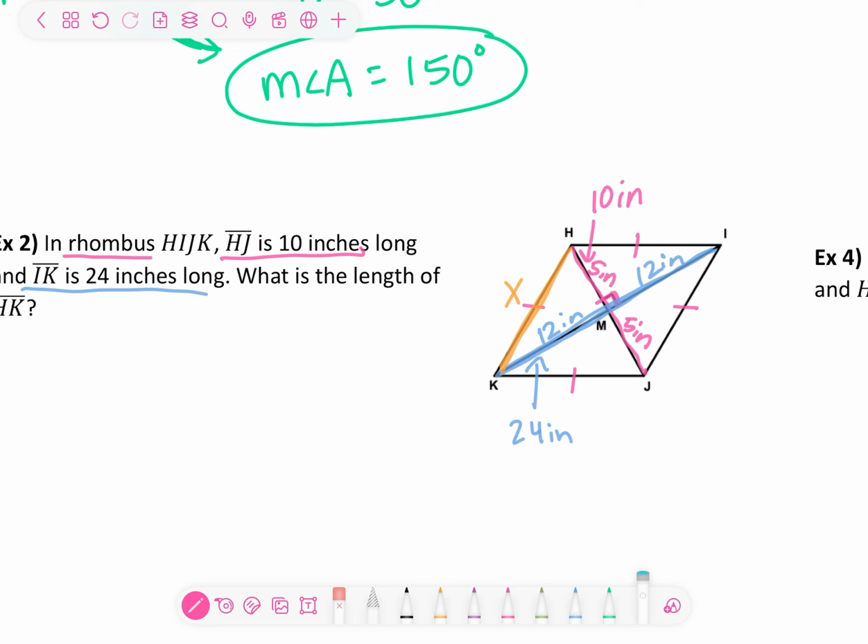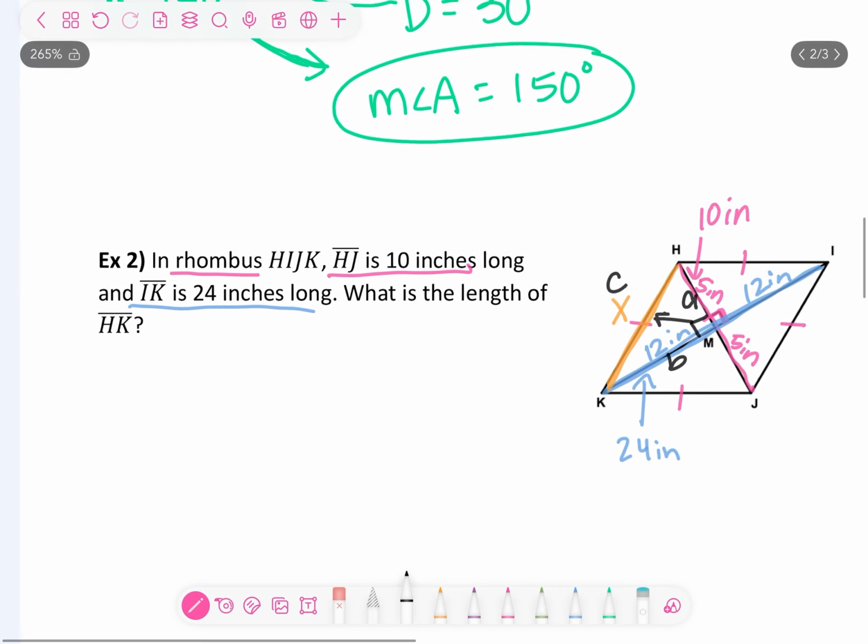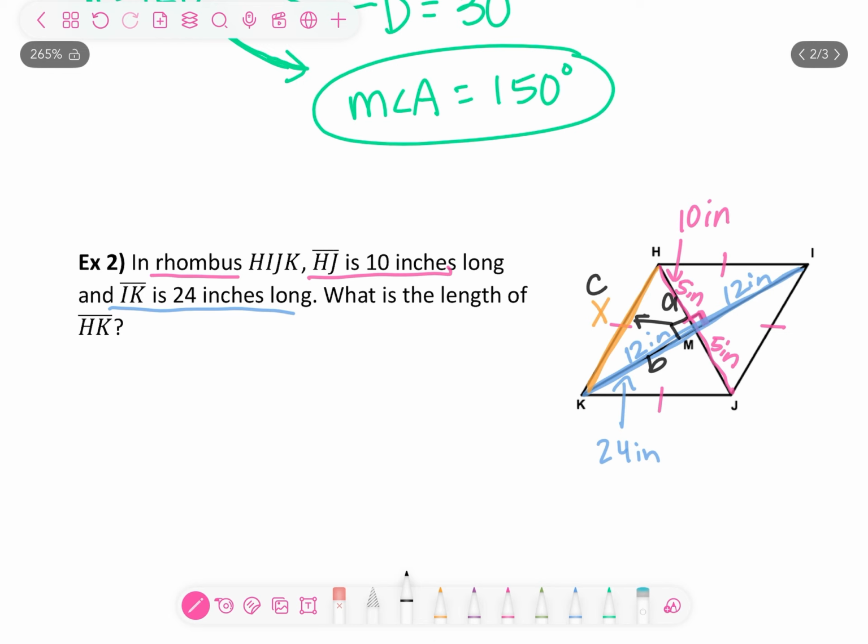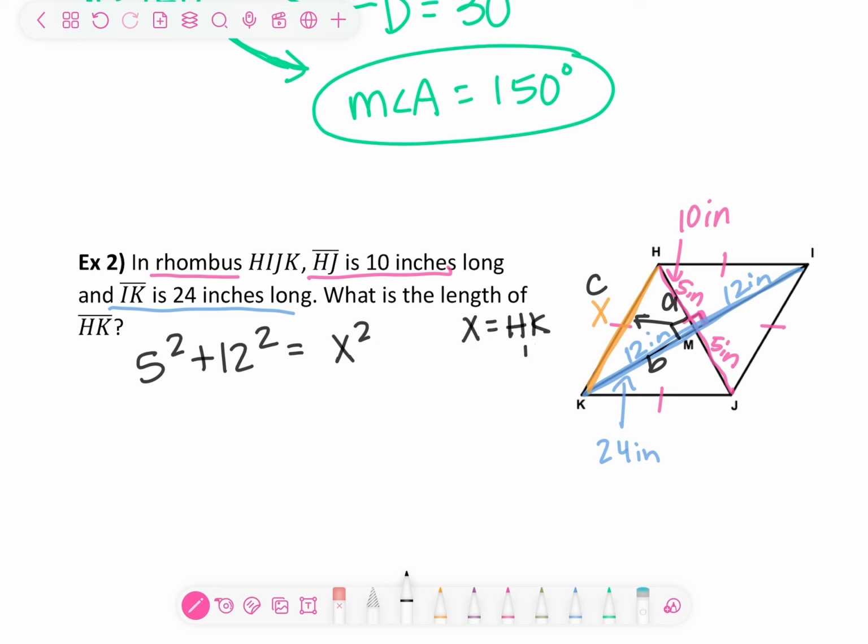A and b are the legs. So if we use a squared plus b squared equals c squared, a would be 5 or 12, it doesn't matter, and then b is the other one, so those are the 2 legs, and then the hypotenuse over here is c. Okay, so if we think of it like that, then we can set up our Pythagorean theorem equation, right? So 5 squared plus 12 squared is equal to x squared, and remember, x is HK because we're looking for HK. And then 25 plus 144 is equal to x squared.